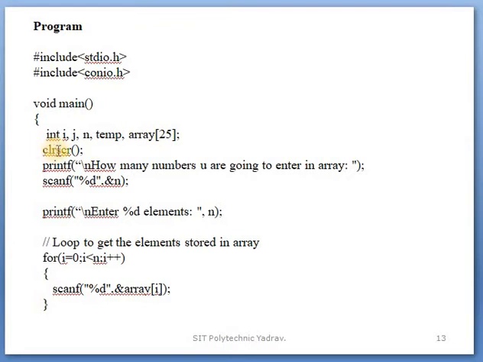Okay. clrscr, we use it to clear your output window. printf with backslash n means displaying a new line. How many numbers are you going to enter in the array? Once again, I told you that for output the printf function is used, and for input the scanf function is used.